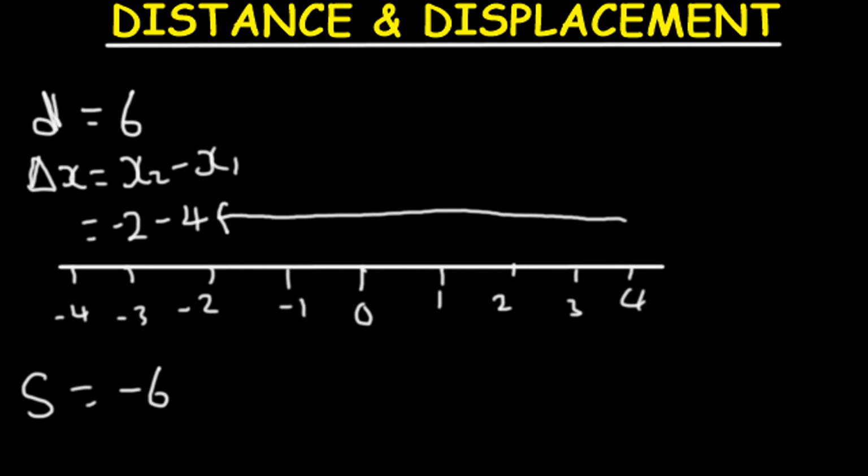Displacement is a vector quantity. It can either be positive or negative depending on the direction the object or particle is heading to. While distance is a scalar quantity, it will always be positive. So you need to make sure you take note of that. Displacement is a vector, while distance is a scalar.